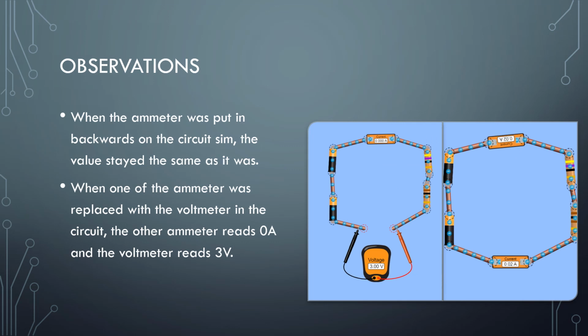Observations. When the ammeter was put in backwards on the circuit sim, the value stayed the same as it was when it was put in correctly. When one of the ammeters was replaced by the voltmeter in the circuit, the other ammeter reads 0 amps and the voltmeter reads 3 volts.